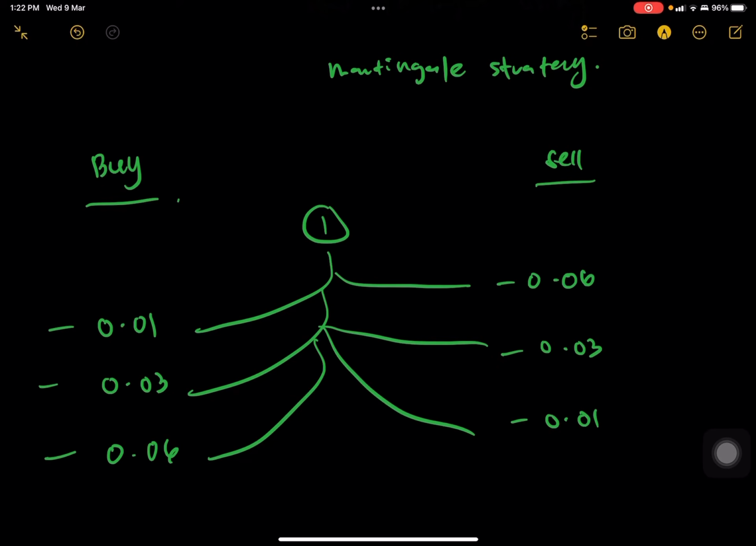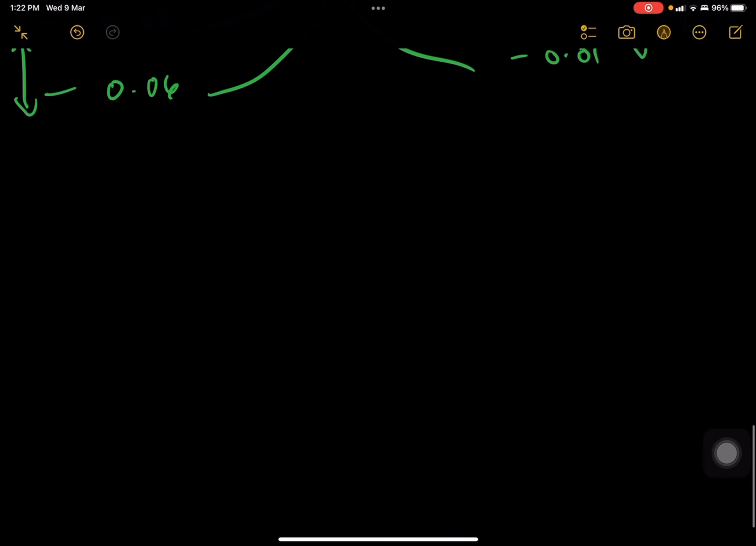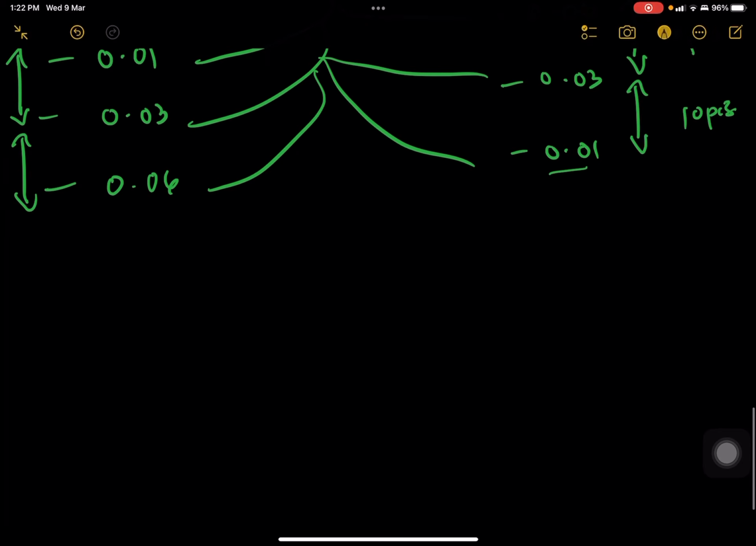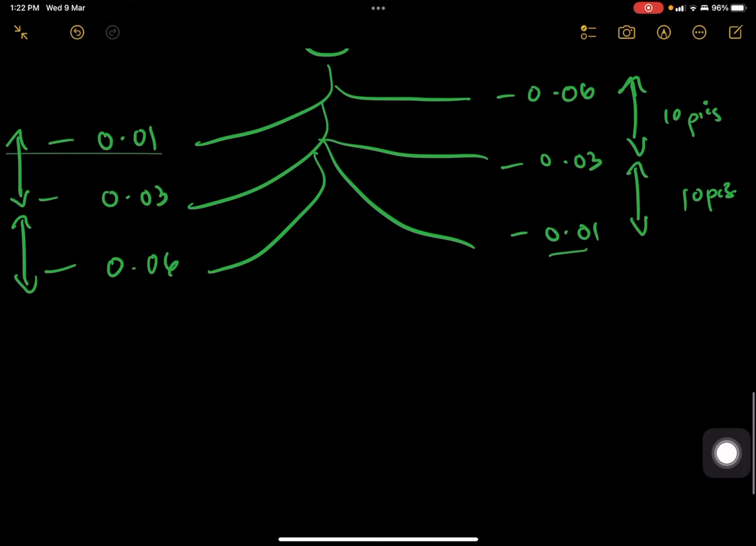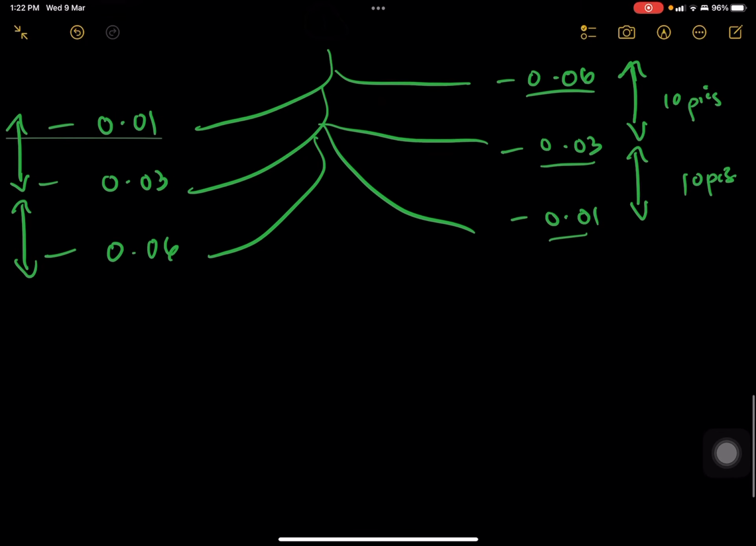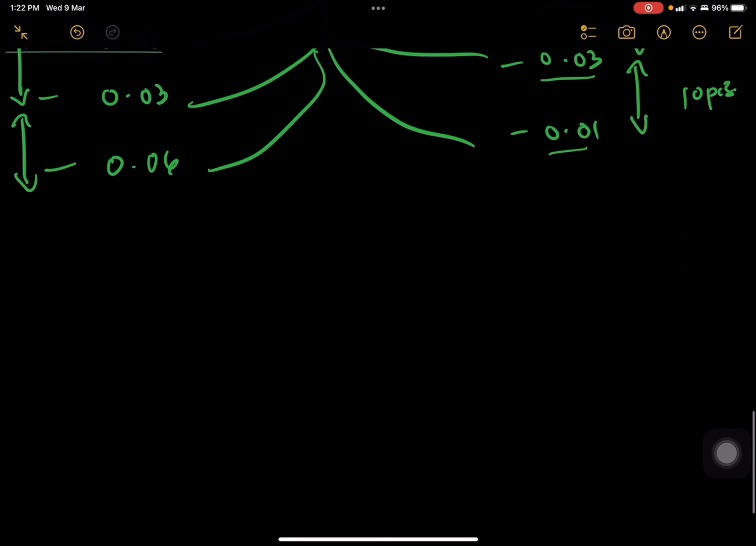Okay, how much is the gap between here to here, here to here, here to here? 10 pips. Meaning every 10 pips you can layer one entry. First entry, we went up 10 pips, you enter 0.03, it went up another 10 pips, you enter 0.06.